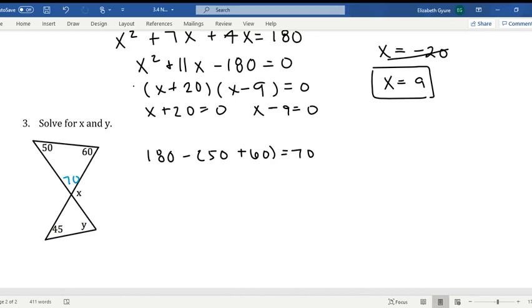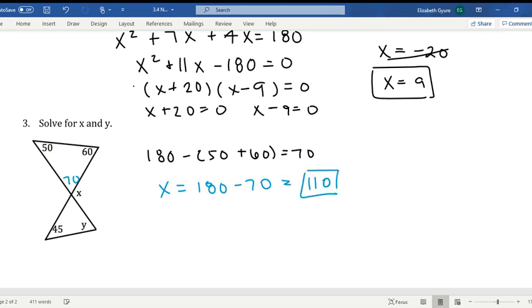Brennan? Well, so you would add which ones together? The 50 and the 70. So for that one, you don't actually need to add those ones together. Going off the strategy that Anne-Marie had, we actually now have a linear pair here. So you could just subtract from 180. So you could do x equals 180 minus 70, which would be 110.